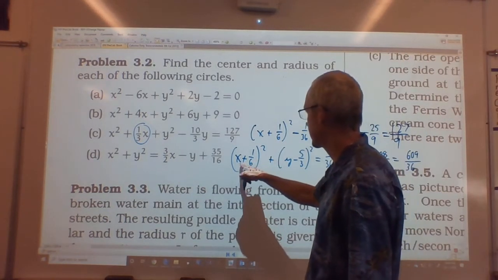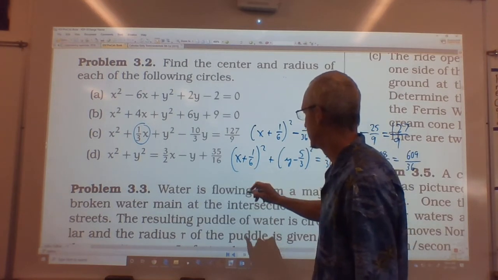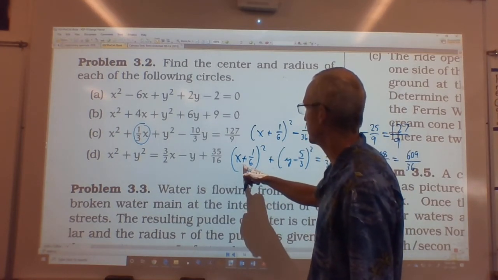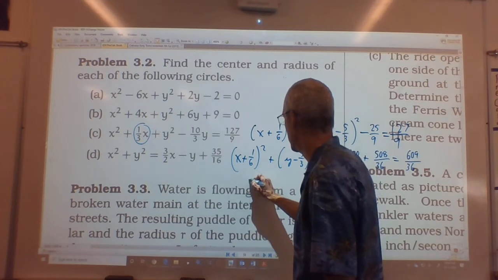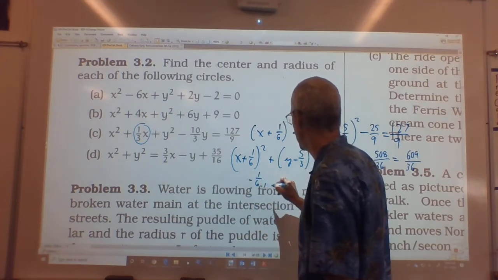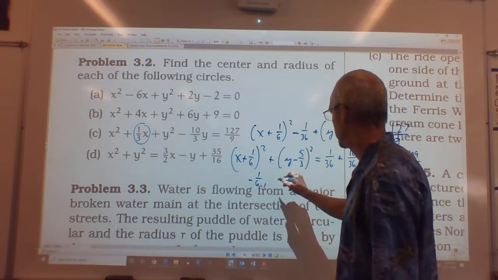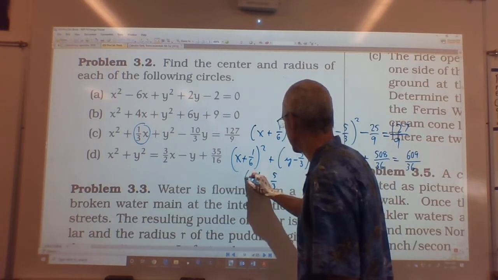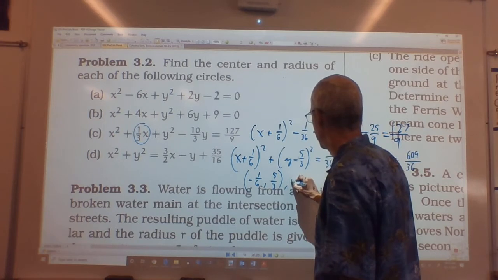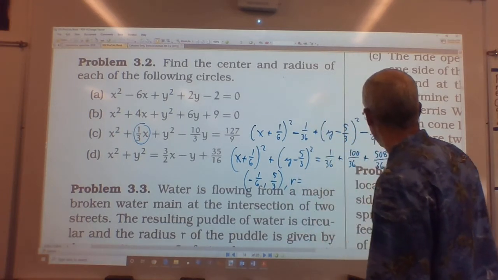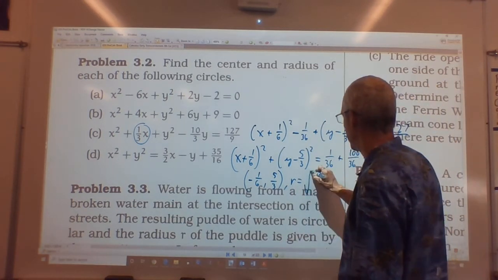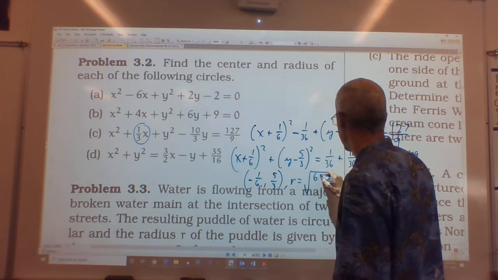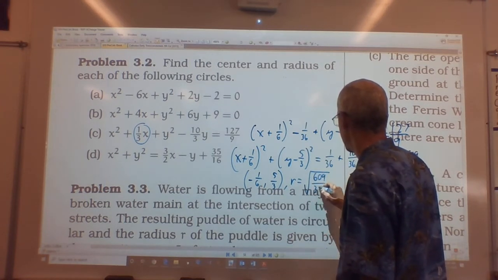We know the center is at -1/6 because it's a plus there. It should always be a minus, so it's -1/6, comma 5/3, whatever this number is if it's a minus. So 5/3, that's the center. And the radius is always the square root of the number on the right side. So it's the square root of 609 divided by 36.